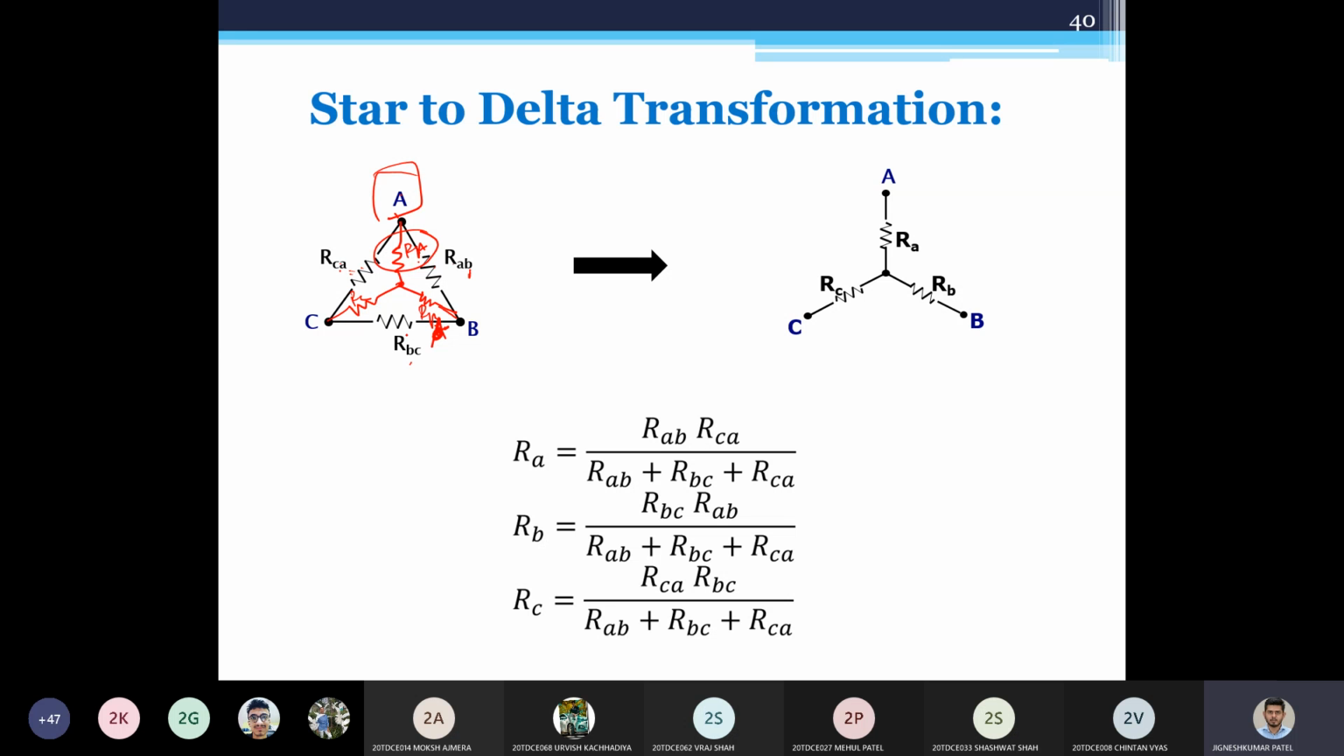Now, what is the equation to find out this RA? I'll be dependent on these two branches, and there will be an effect of this third branch. Whatever branches are from A, I'll multiply those two. You can see this is A, so I'll multiply this one with this one, so RAB multiplied with RCA. Then division by all these three, RBC.